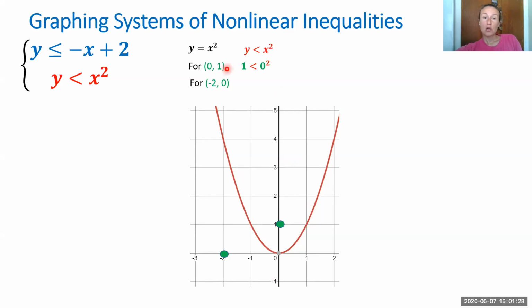Okay. For the upper region, 0, 1, we find that it's false. It's false that 1 is less than 0. So we know that none of the points in this region satisfy this inequality. For our second region, the lower region, negative 2, 0, we find that that's true. That satisfies this inequality, which means all the points in that region below our graph satisfy that inequality.